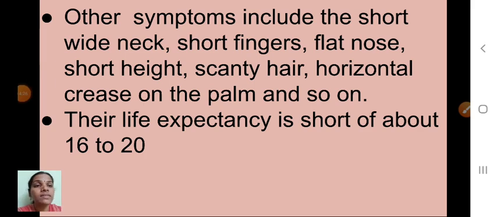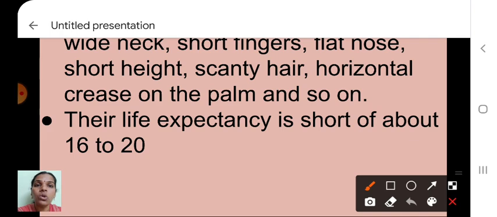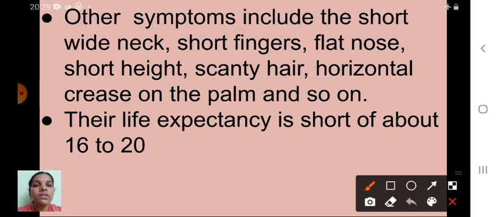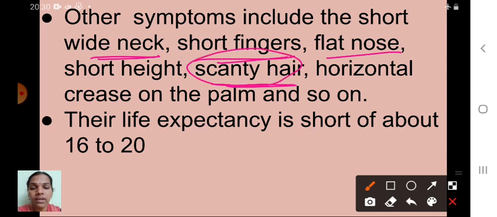Understood now? Next, children, these are the symptoms of Down syndrome. Other symptoms include a short wide neck, short fingers, flat nose, short height, scanty hair. That means the hair is very thin. When compared with a normal person, Down syndrome people have scanty hair. And a horizontal crease, that is a line on the palm. So these are the symptoms of Down syndrome. Their life expectancy is what? About 16 to 20 years.